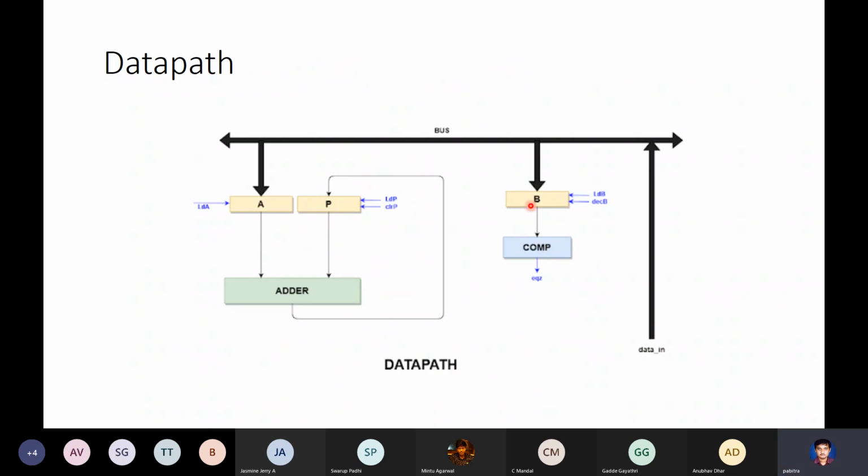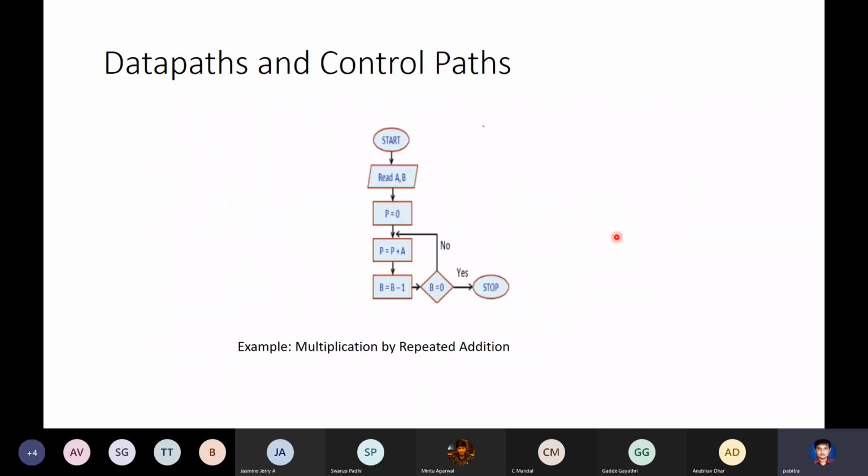And B will again have two control inputs. One is load B, which will just write the values to the register in parallel, and the other is decrement B, which will decrement the value by 1. So these are the control signals that are required by the data path elements. Depending on our timing and our flowchart, in sequence, we'll send different values of these control signals so that the final result is obtained and this flowchart is implemented.